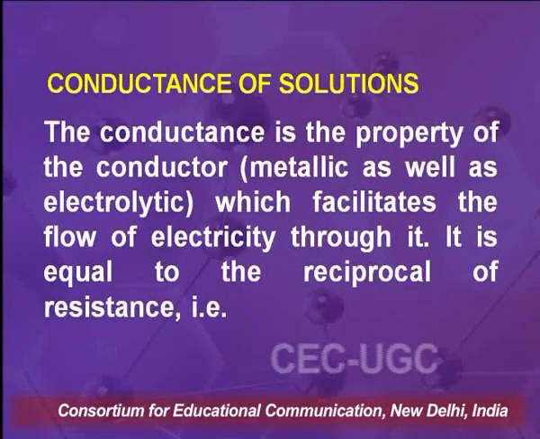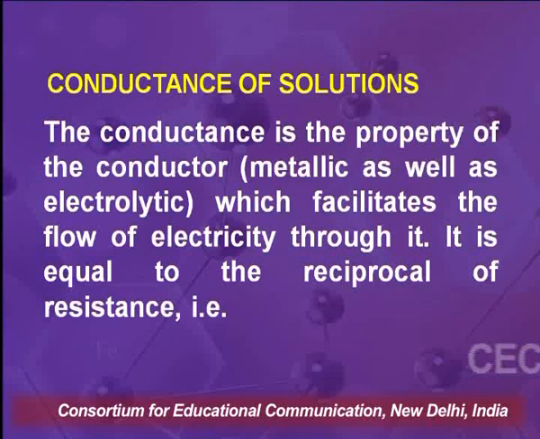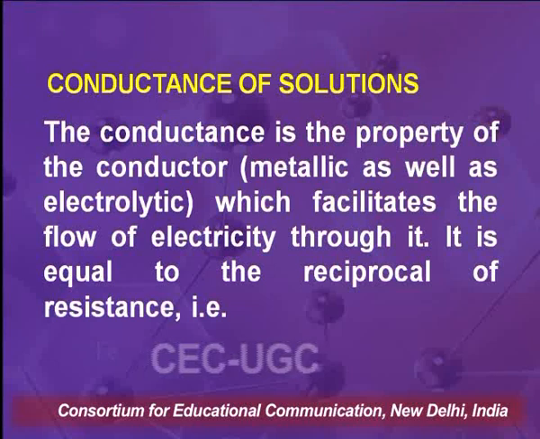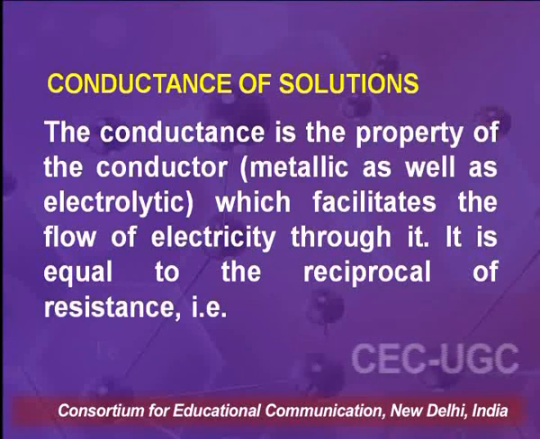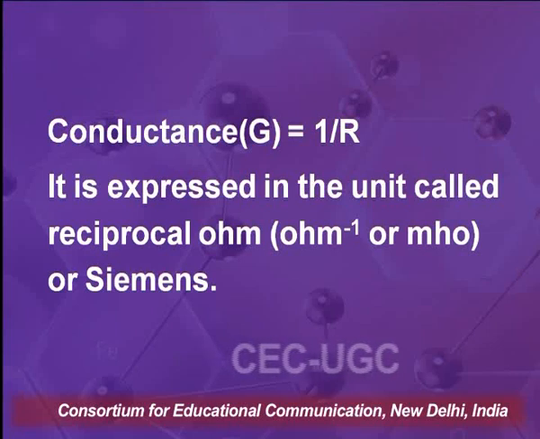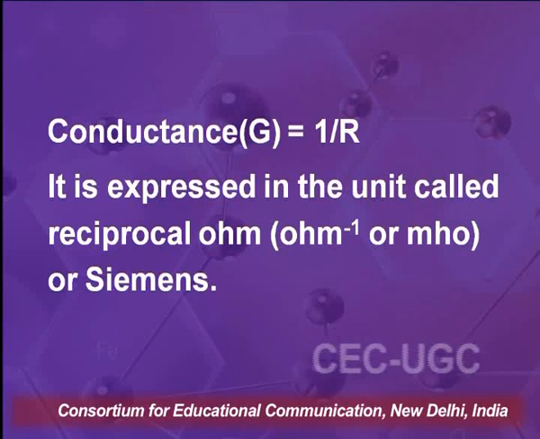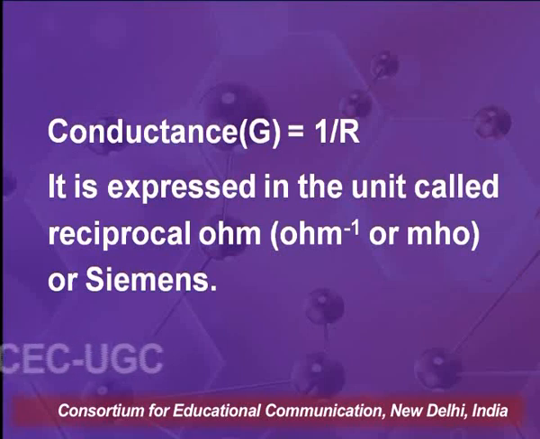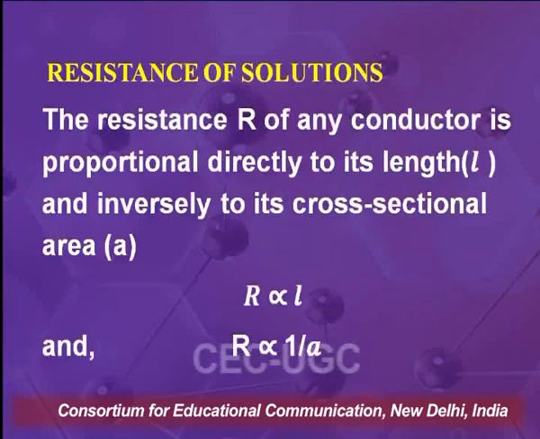Now we have to understand what conductance is. Conductance is the property of the conductor, metallic as well as electrolytic, which facilitates the flow of electricity through it. It is equal to the reciprocal of resistance. We can write conductance, represented by capital G, equal to 1 by R. It is expressed in the unit called reciprocal ohm, which can be written as ohm inverse or mho, or it is also known as Siemens.